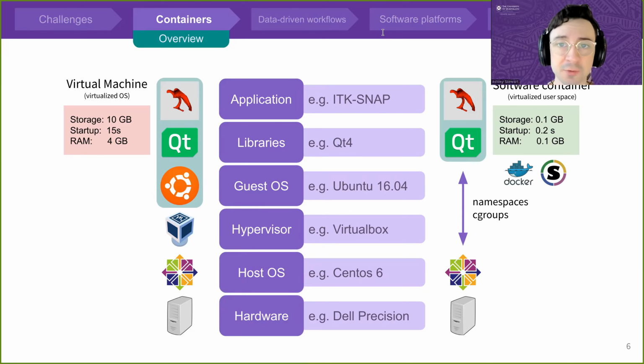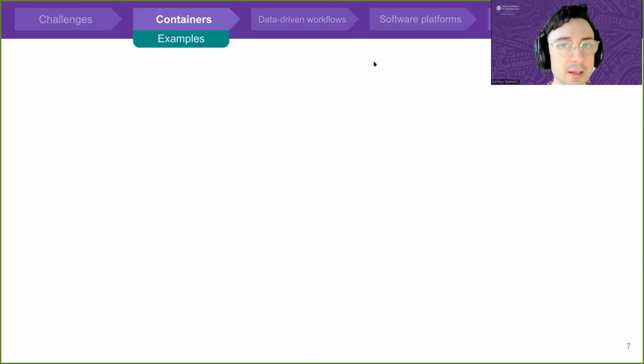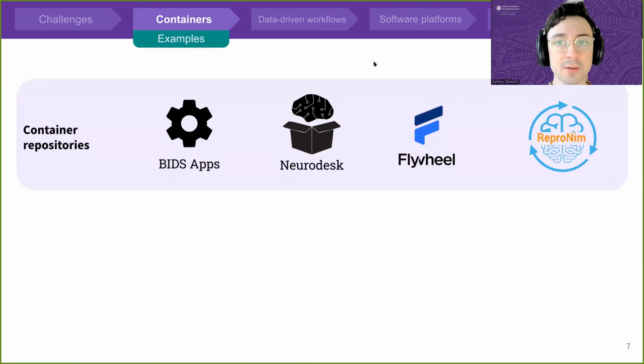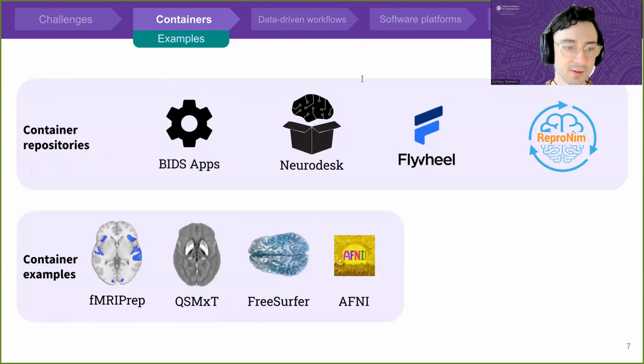Okay, so containers sound great, but what if you don't have the time or knowledge to design or build software containers of your own? Well, luckily, the neuroimaging community has noticed these problems, and there are now a range of container repositories for all kinds of neuroimaging applications. Some of these containers, such as fMRI Prep or QSMXT, automate entire processing pipelines for functional MRI and for QSM. Other containers like the FreeSurfer container and the AFNI container just make these specific neuroimaging toolkits available within a container across operating systems.